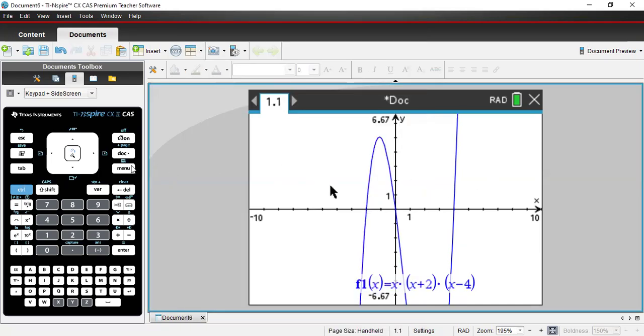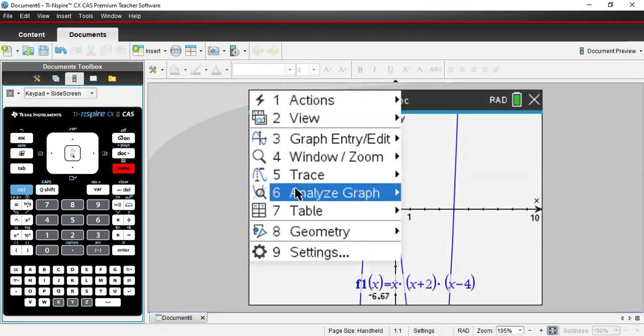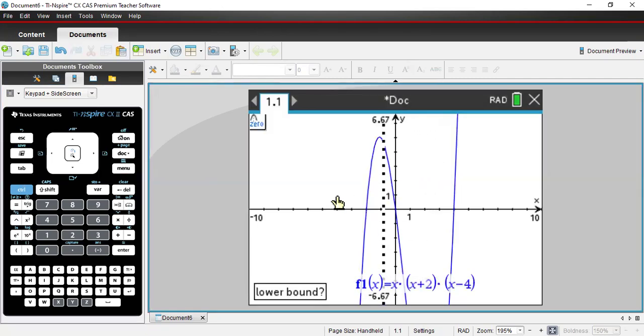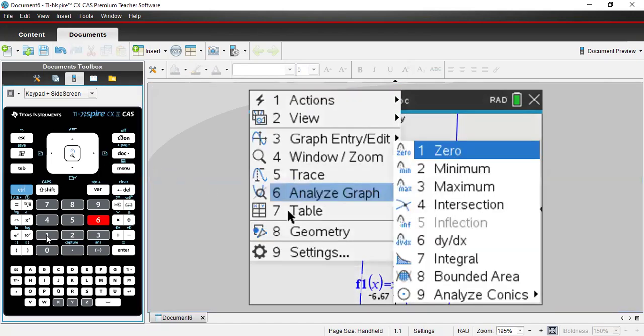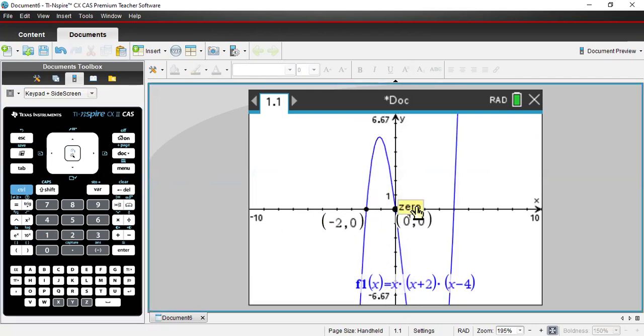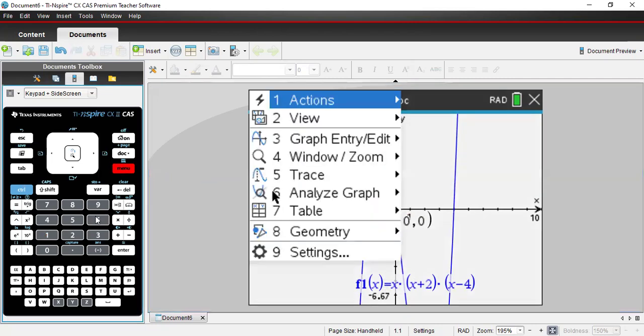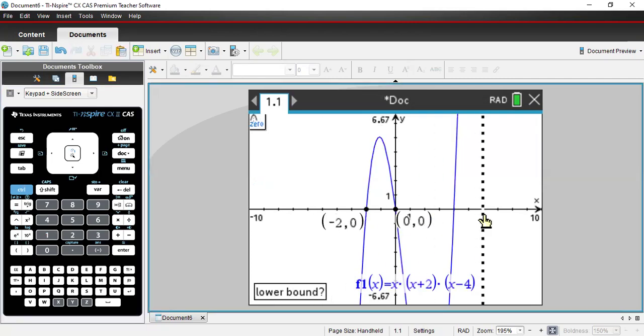So to find zeros, we just do analyze graph, and then we're looking for zeros. I start on the left until I see the word zero. Let me move this over, and then I do it again, menu 61. Here's a zero, and then I do menu 61 once more, and then I do zero. So a -2, 0, 4. The x values are the zeros, or the coordinates of the zero.